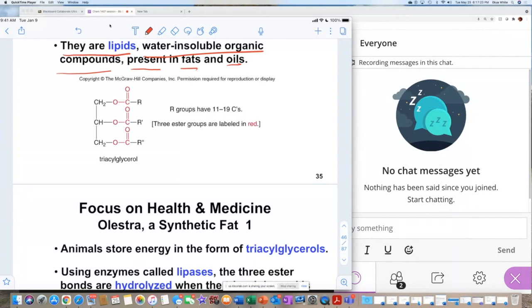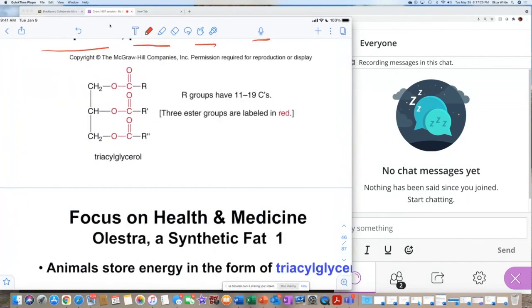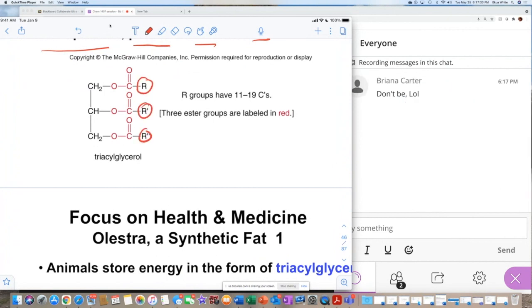I'm sorry. Try acylglycerol right here. You can see how these R's, they have these R's here? This R.